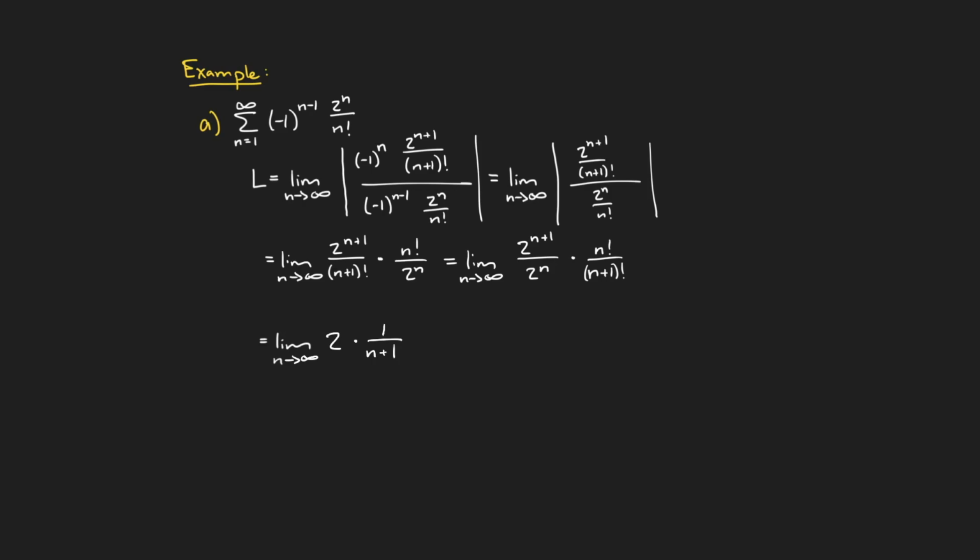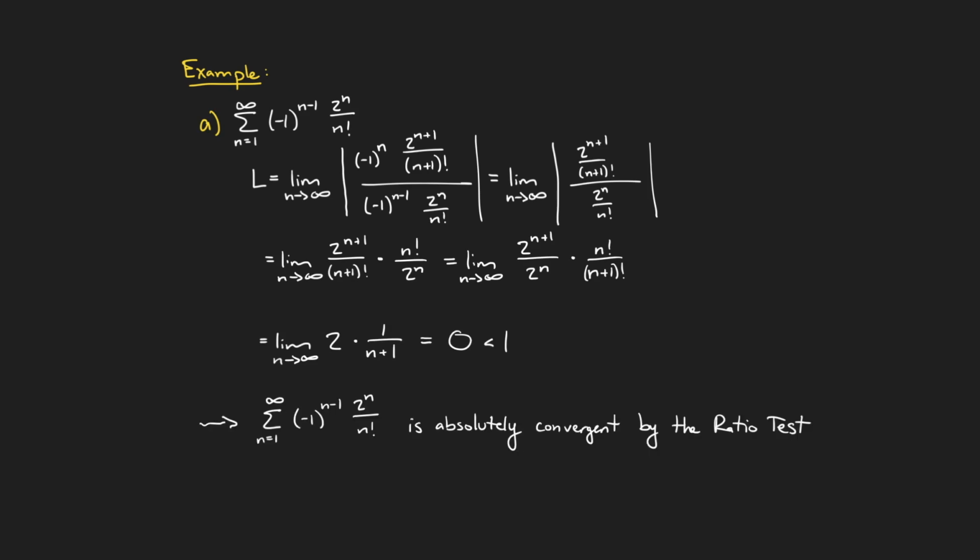Finally, we can take a limit and find that this goes to 0, which is less than 1. And so, by the ratio test, our series is absolutely convergent.